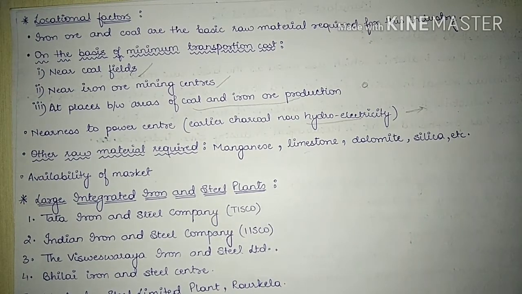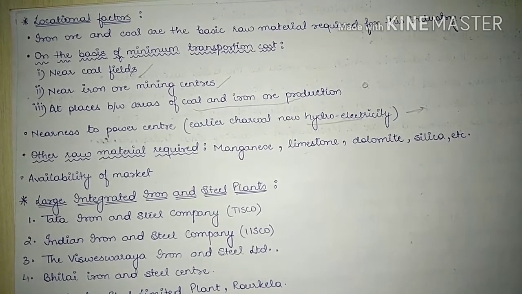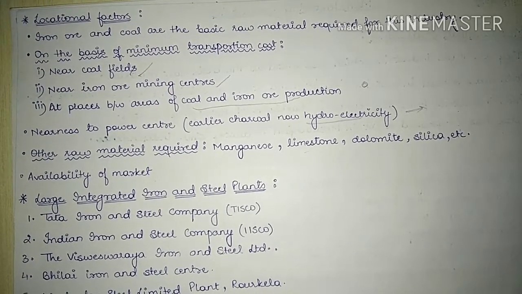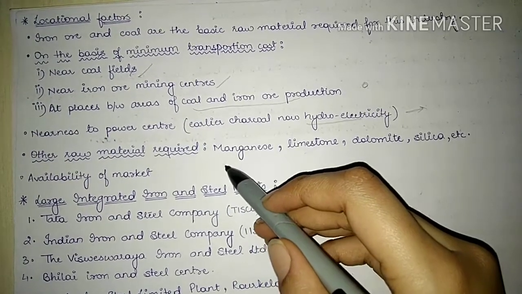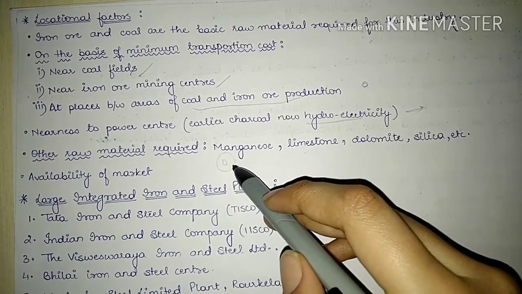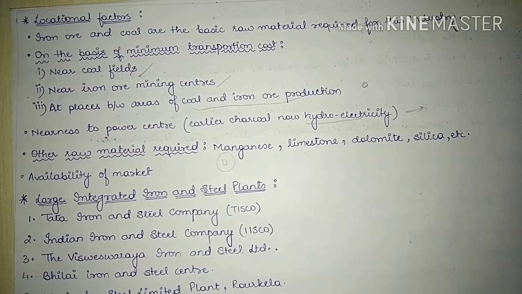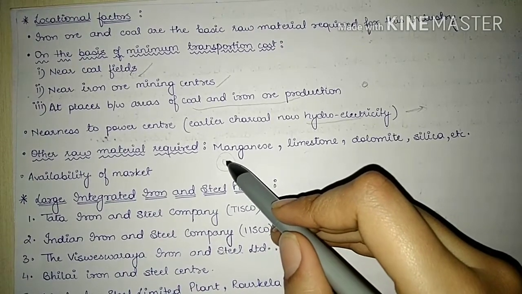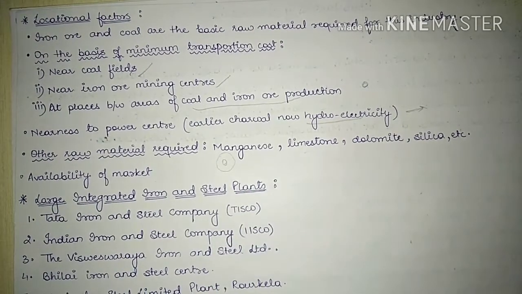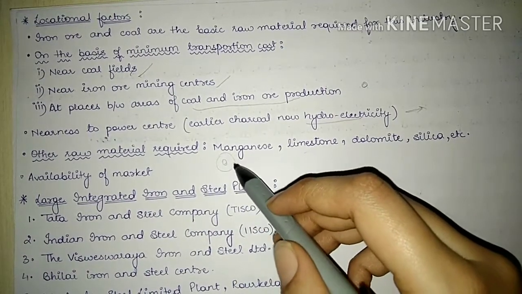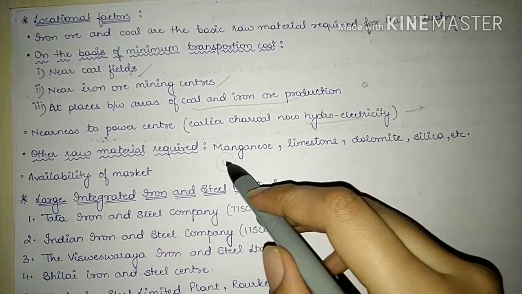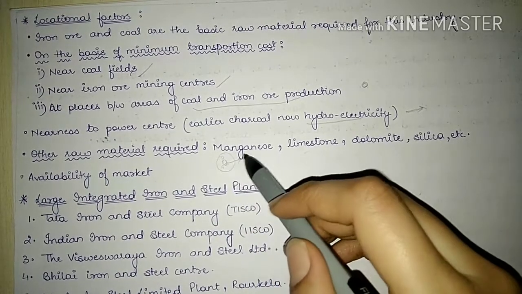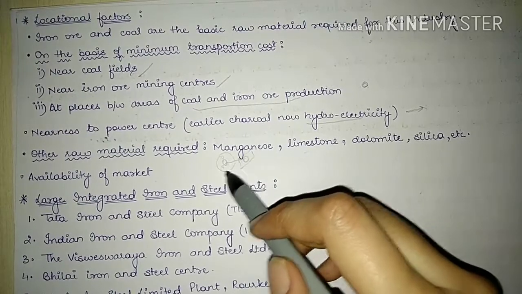The availability of market. If we look at the theory of minimum transportation cost, we will see that the area should be near the market. This minimum transportation cost theory we will study in human geography. It talks about how the entrepreneur should try to minimize the transportation cost, and it can be minimized if the industry is located near the area of raw material, labor, as well as the market area. So availability of the market area near the industry is also a must.